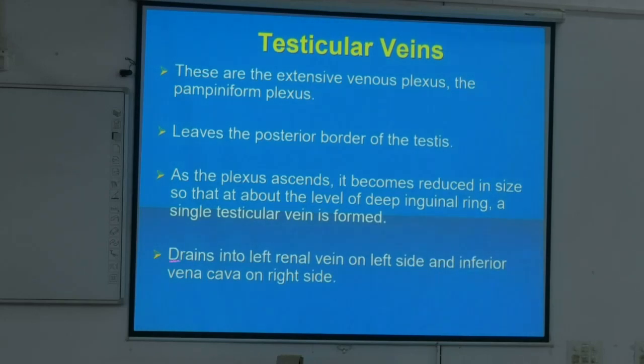On the left side, it drains into the left renal vein, and on the right side, it directly drains into inferior vena cava. Left renal vein again drains into inferior vena cava. Okay, so drainage on the two sides is different for testicular vein. But arteries are branched from abdominal aorta on the two sides.